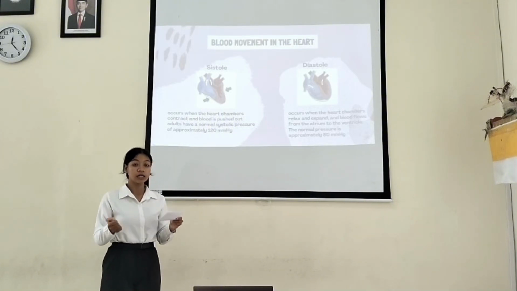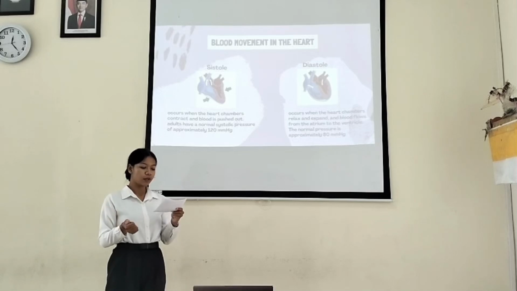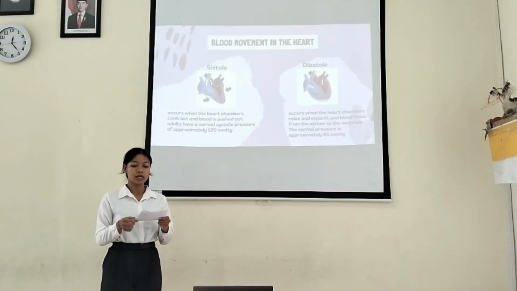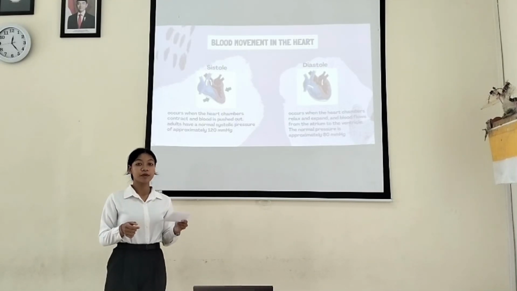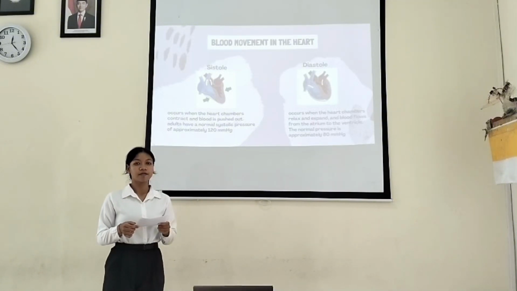Diastole occurs when the heart chambers relax and expand. The blood flows from the atrium to the ventricle. The normal pressure is approximately 80 millimeters of mercury.